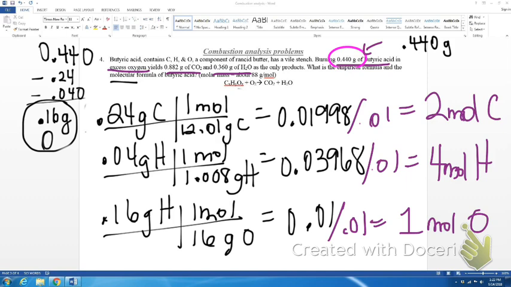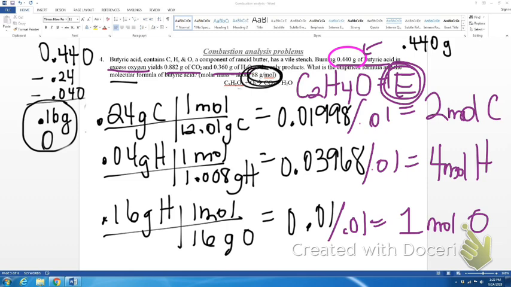So this means my empirical formula is C2H4O. That would be my empirical formula. And then for my molecular formula, I'm going to compare to the molar mass. It says it's 88. So I need to find the molar mass of my empirical formula: 2 carbons, 2 times 12, plus 4 hydrogens, which is just 4, plus 1 oxygen is 16, gives me 44. This molar mass is 44 grams per mole.